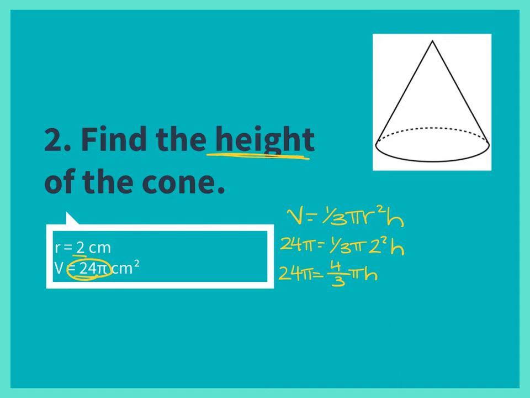I'm first going to clear my fractions, and what that means is I'm going to multiply both sides by 3 so that drops out. This side becomes 4 pi h. 24 times 3 is 72 pi. Now I can divide both sides by 4 pi. My pi's drop out. And I get 18 equals my height.